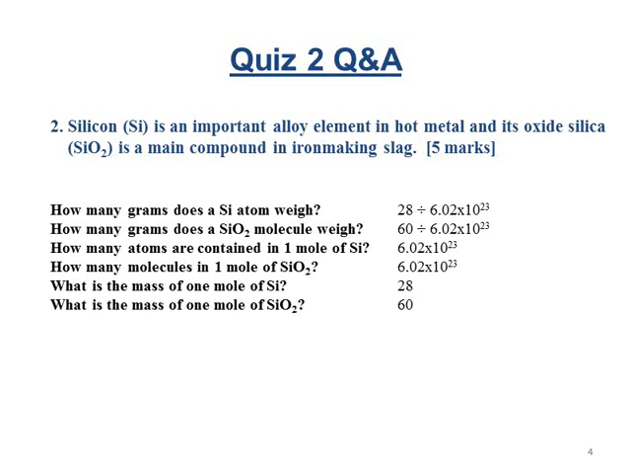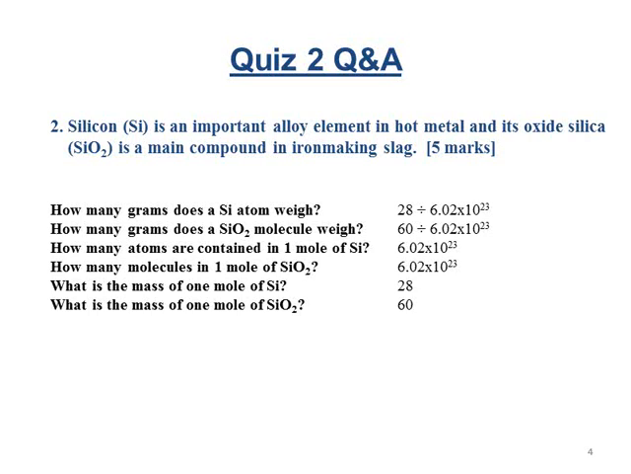So the molar mass of silicon is 28 divided by Avogadro's number. Second question, how many grams does a silicon dioxide molecule weigh? Well, the molecular mass of SiO2 would be 28 for the silicon, 32 for the 2 oxygen, which gives you 60. Divide that by Avogadro's number, which is 6.022 times 10 to the 23.